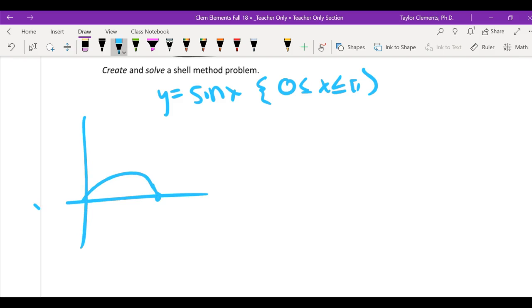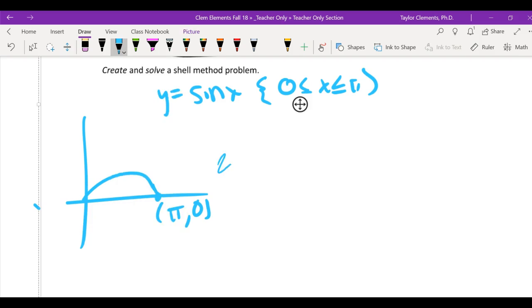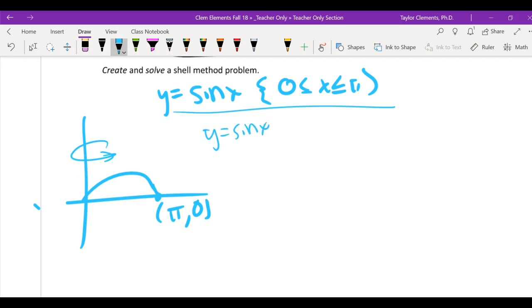Okay. Now there's pi and 0. And then we want to rotate it around this. So sine of x for this integral, or you could say bound by y equals sine of x and x equals 0 and x equals pi. That would be the same thing. You know, just kind of limit you to this little area right here, and rotate around.